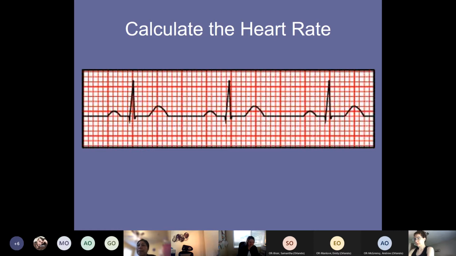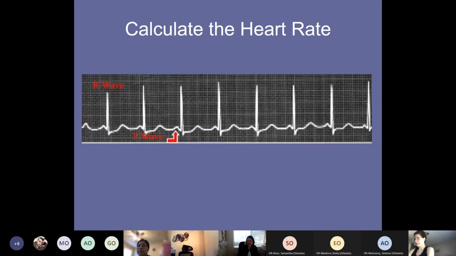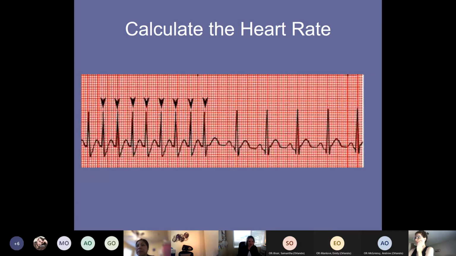30. Thanks. All right, perfect. 30. Easy peasy. We've got 80 here because there's 8 QRSs. The heart rate here, we've got 2 different rhythms. So we got a fast rhythm and a slow rhythm, but ultimately our heart rate is 140. There's 14 QRSs in here.